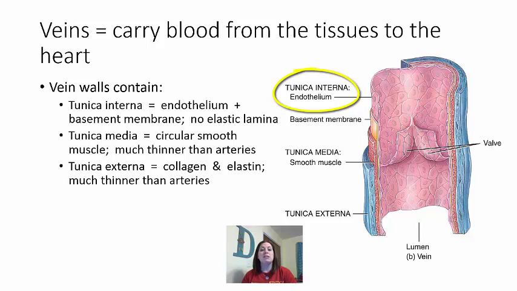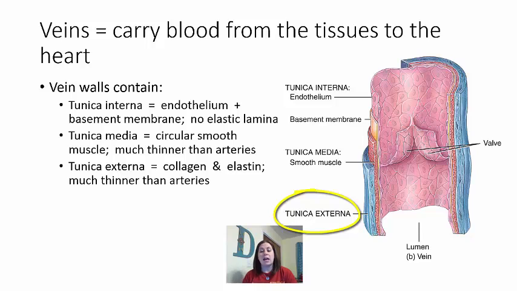The reason is because this is so much further away from the heart, it doesn't have high pressure at this point, and so we don't need that elastic there to deal with the high pressure. The next layer, the tunica media, has the circular smooth muscles, but they're much thinner than in the arteries. Again, we're not going to be dealing with high pressure and the movement of the blood in that sense, so this layer is also a lot smaller. The tunica externa is made of collagen and some elastin, but again, it is a lot thinner than what we saw in the arteries.